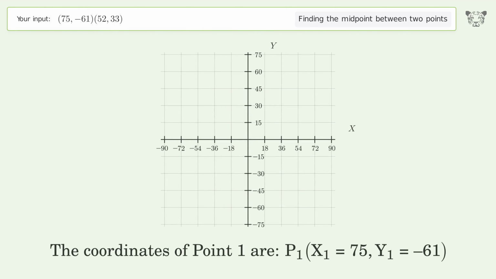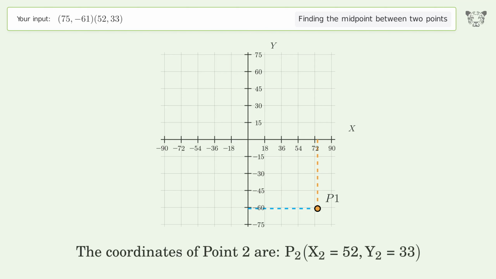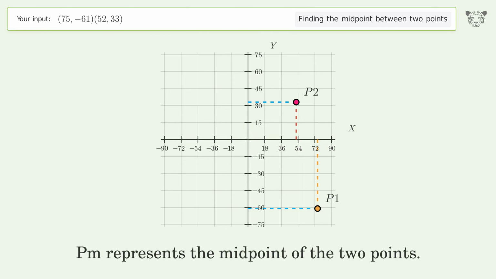The coordinates of point 1 are x1 equals 75, y1 equals -61. The coordinates of point 2 are x2 equals 52, y2 equals 33. PM represents the midpoint of the 2 points.